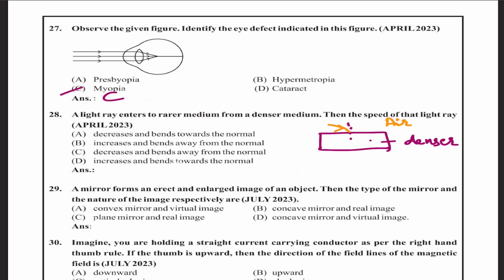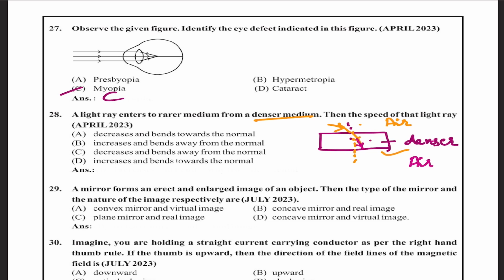When a light ray enters from the rarer to the denser medium, it moves towards the normal. This is the regular relation we tend to recall. But here in the question, the light ray enters the rarer medium from the denser medium. Now, let us imagine the same condition here. The light ray is entering the rarer medium, that is the air medium, from the denser medium. So, what will happen to this incident ray?